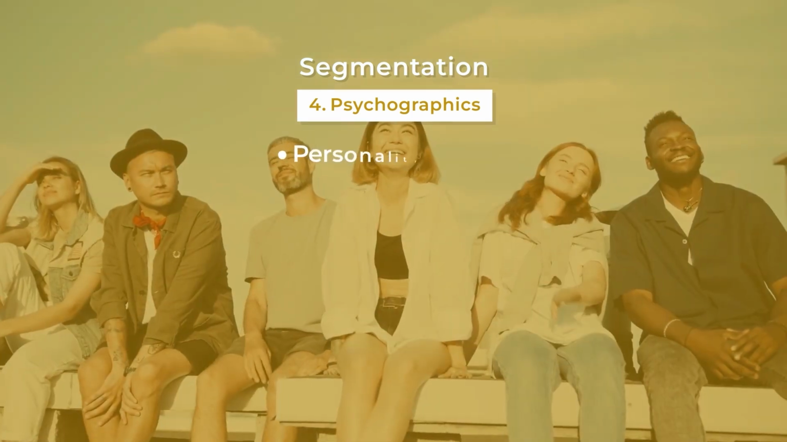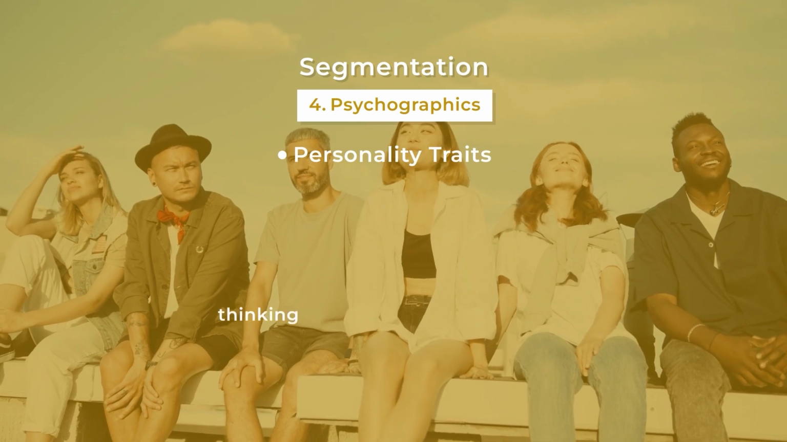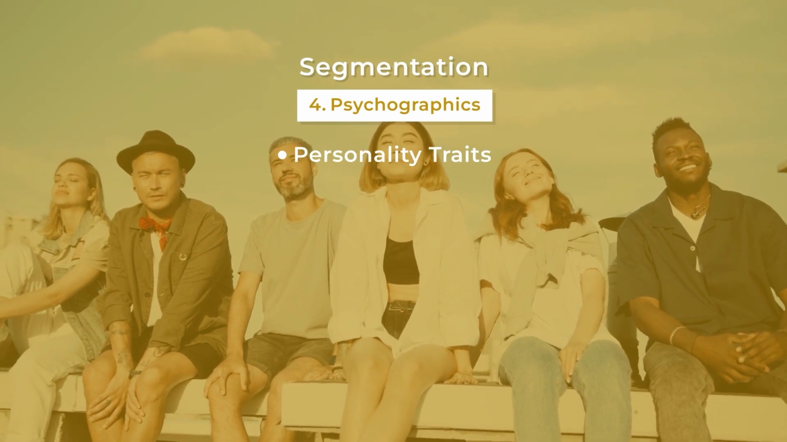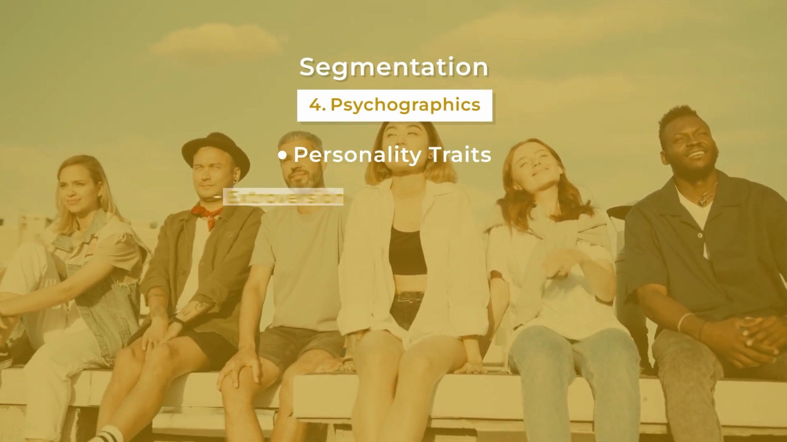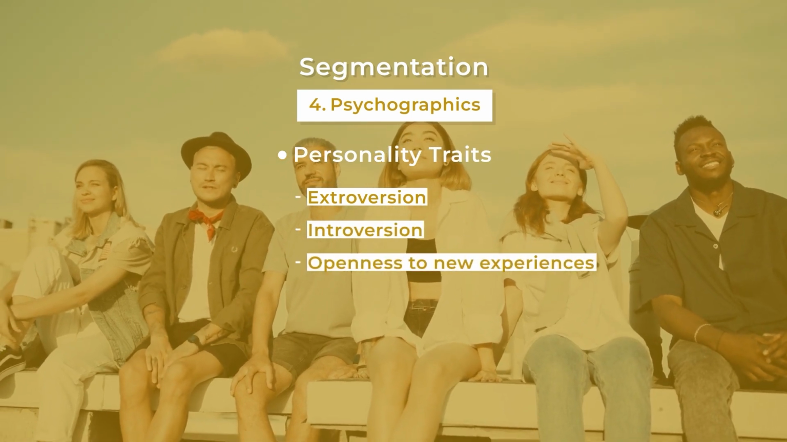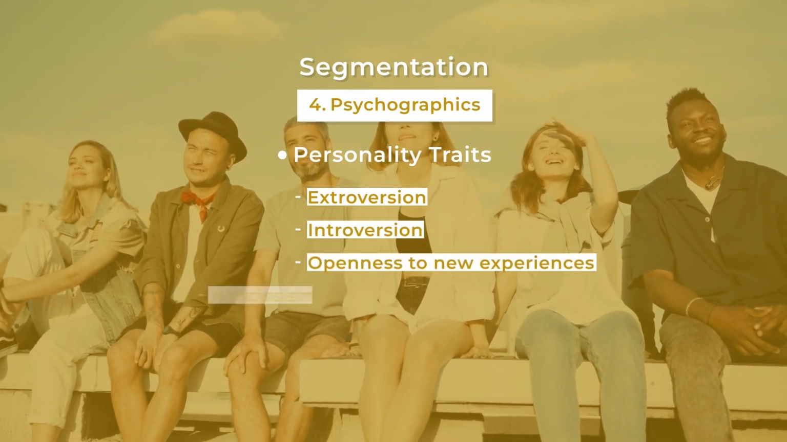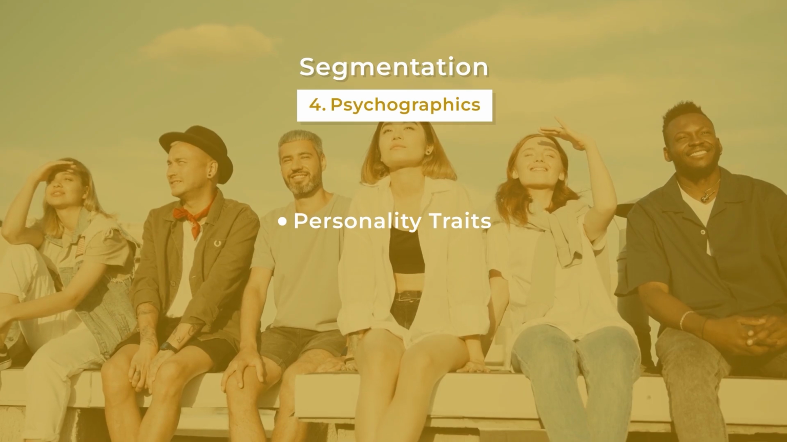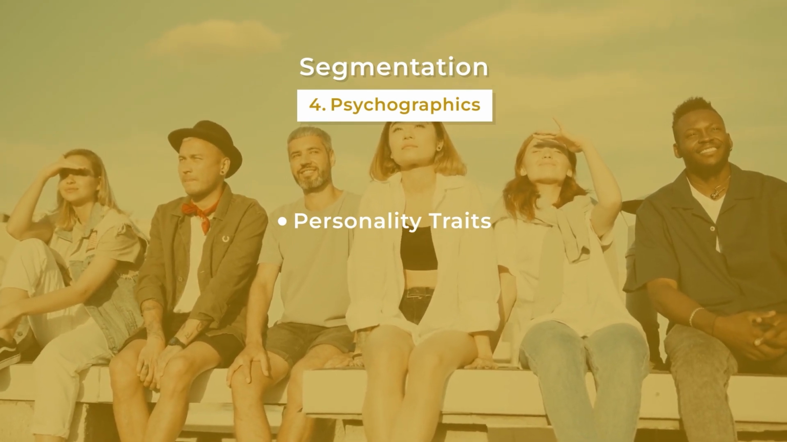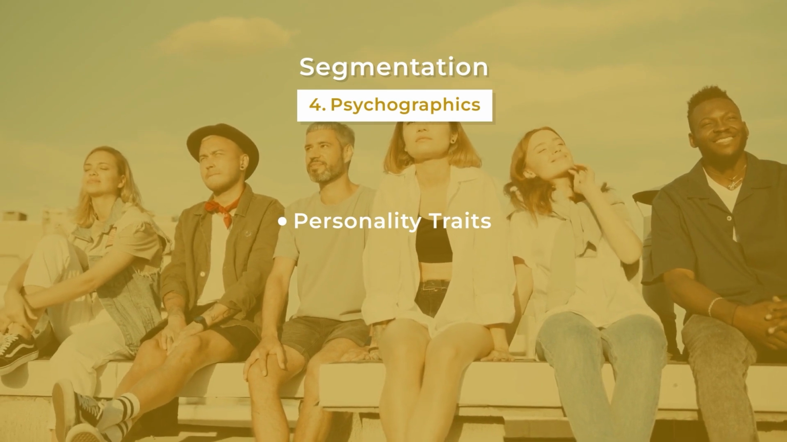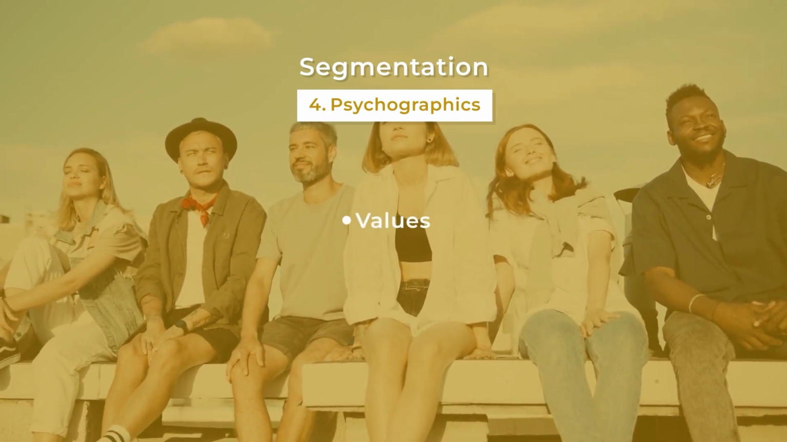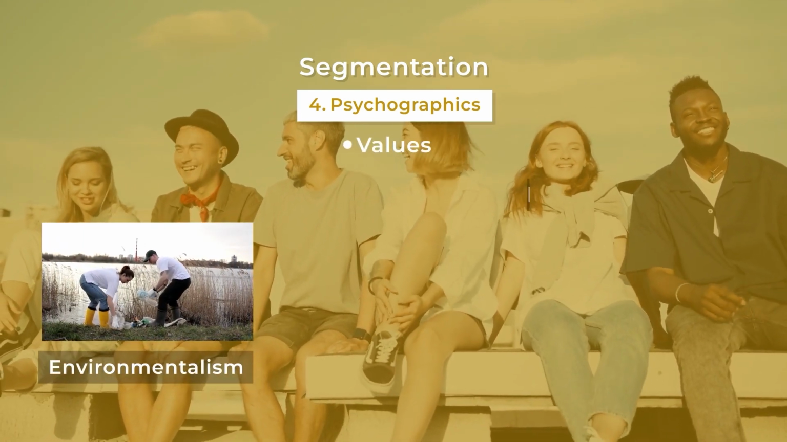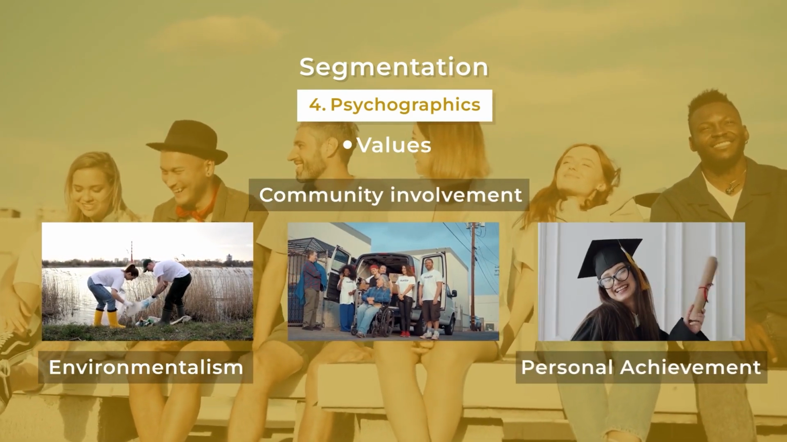These include personality traits. These are consistent patterns of thinking, feeling, and behaving that influence how individuals respond to situations and messages. This includes traits like extroversion, introversion, openness to new experiences, and even characteristics such as narcissism or risk tolerance. Understanding personality traits helps tailor messaging to resonate more effectively, such as crafting persuasive appeals that align with an audience's natural tendencies. Values. Deeply held principles that influence decisions and behavior, such as environmentalism, community involvement, or personal achievement.